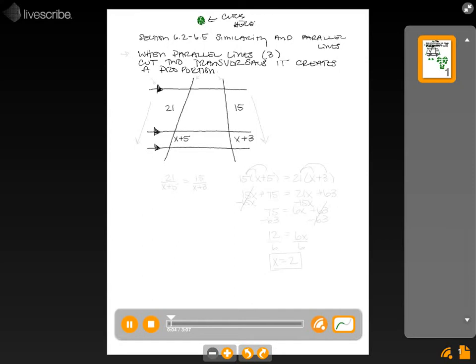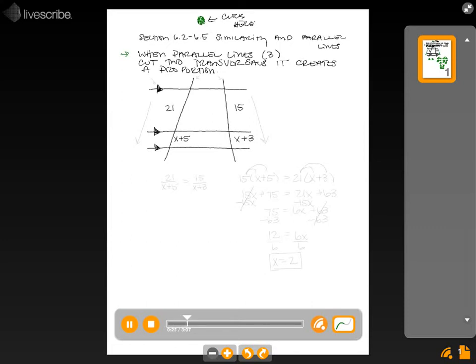Alright, this is another video for section 6.2 through 6.5, and this is similarity with parallel lines. Now, the reason this is separate is because it doesn't necessarily deal with similar polygons, but what happens is that we end up with a proportion. So here's our big idea. It says when parallel lines, and you need 3 of them, cut 2 transversals, it creates a proportion.